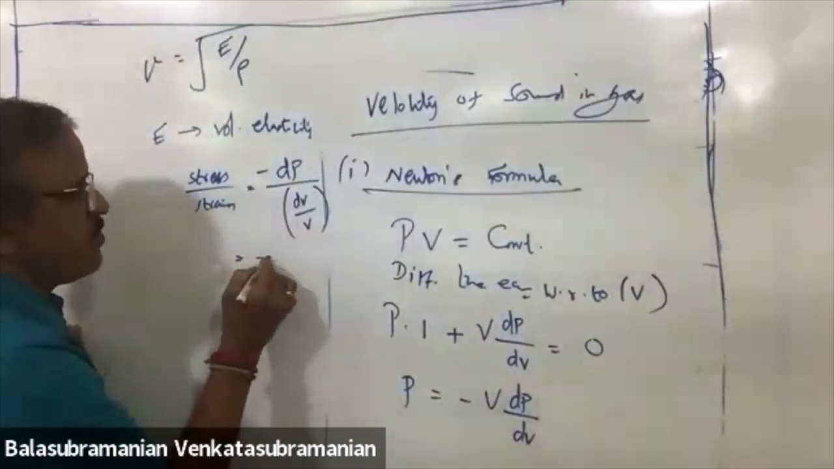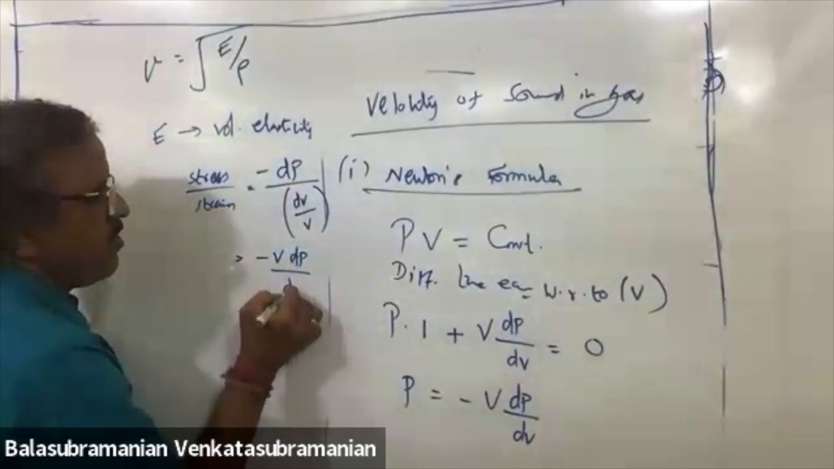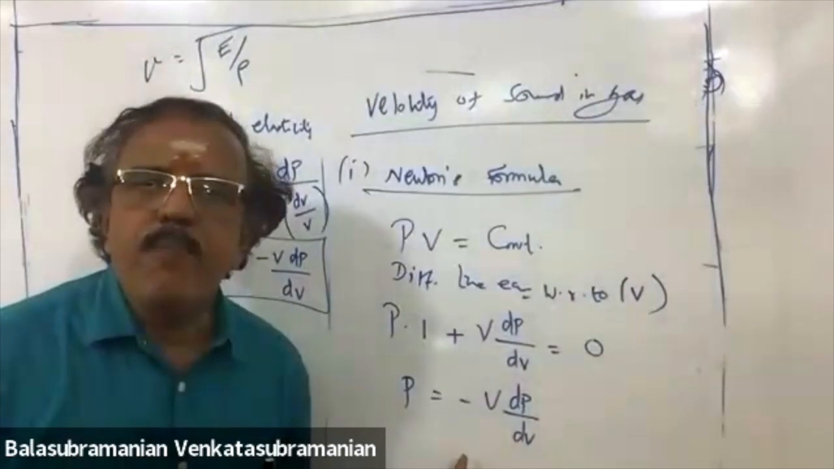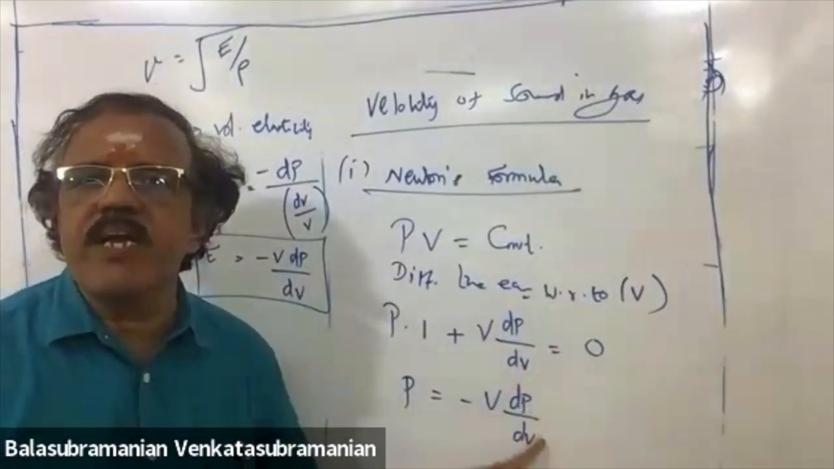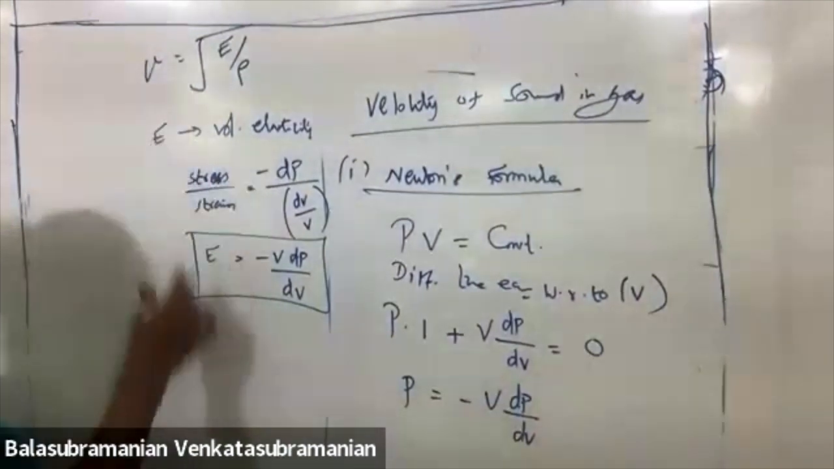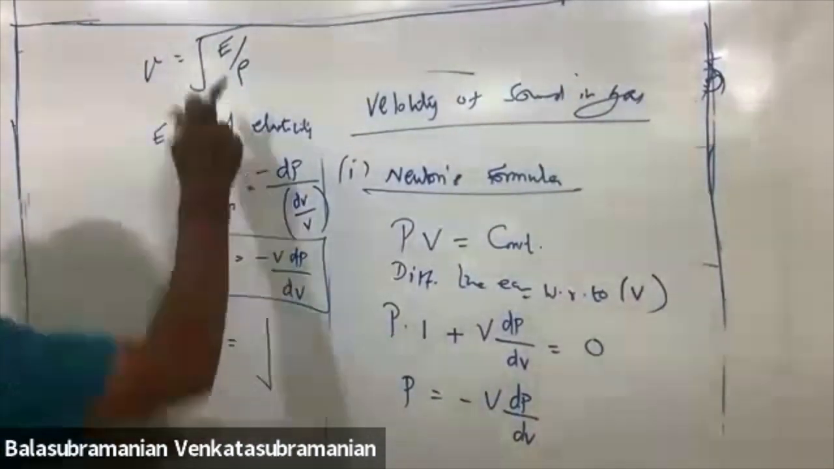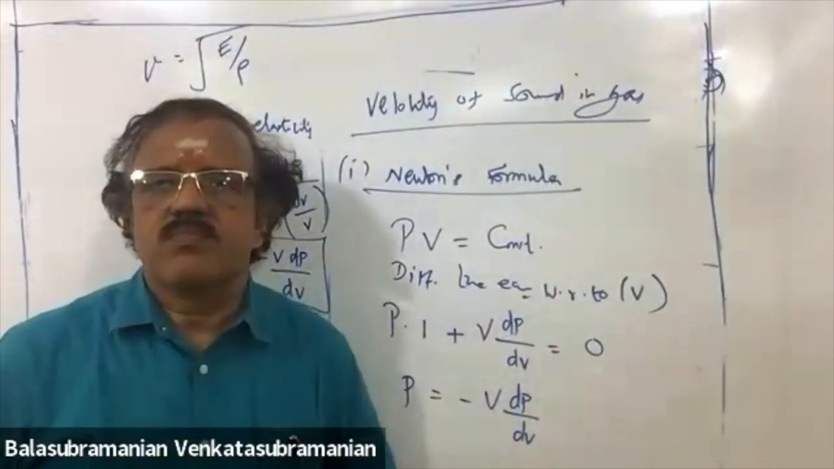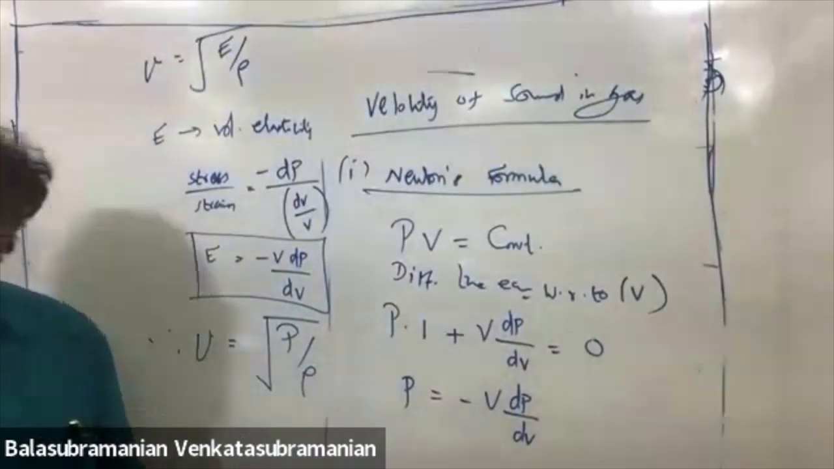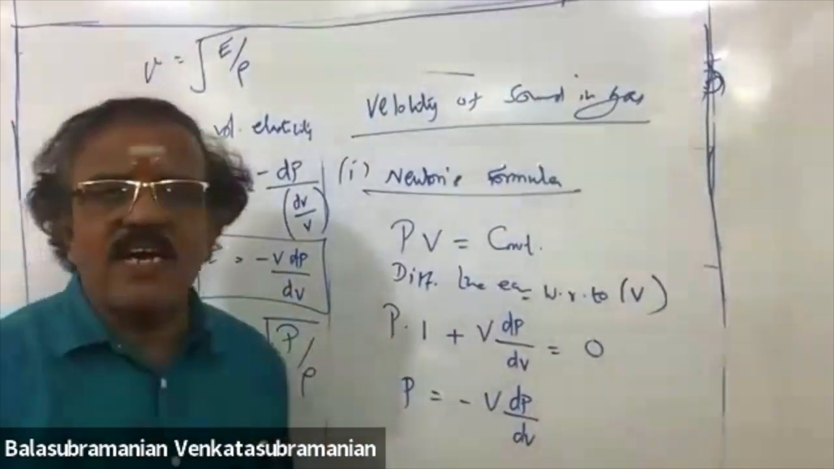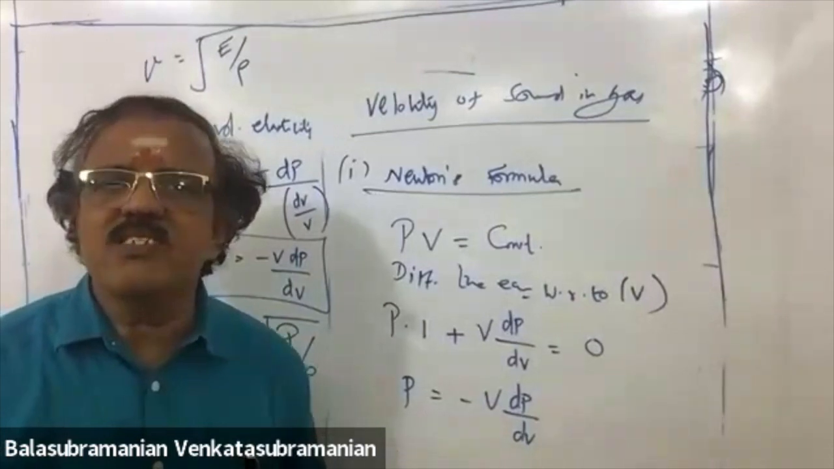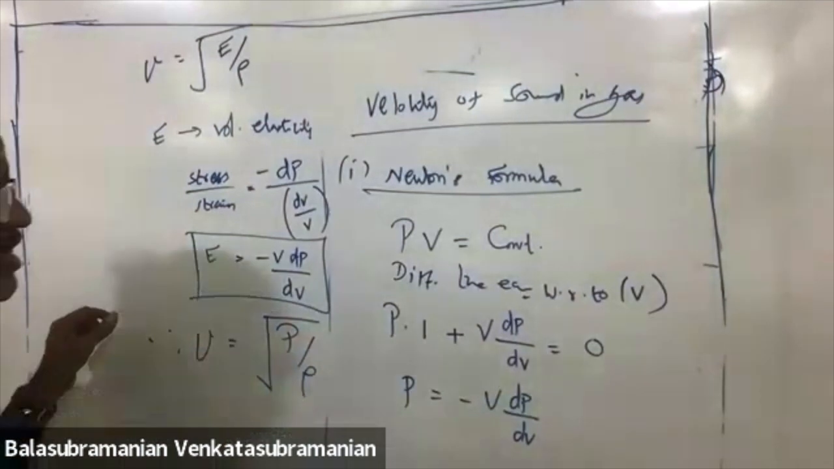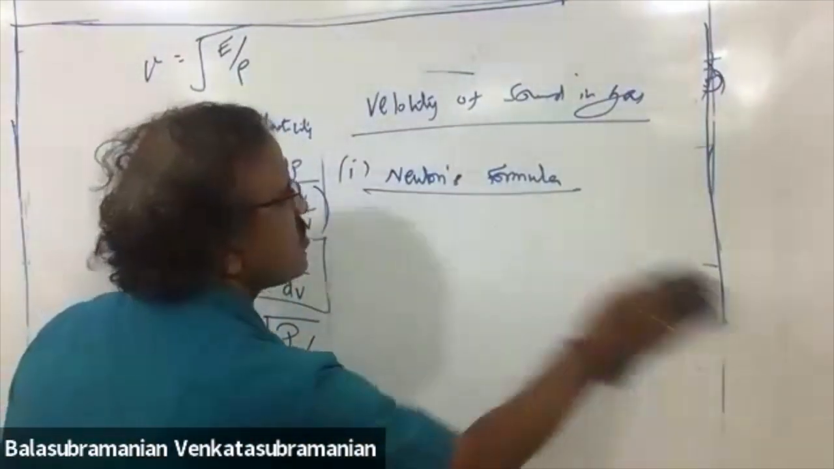Take this V upwards, V dP by dV. This is called volume elasticity. But now we have proved P is equal to minus V dP by dV. Therefore, this formula changes. V is equal to root of E by rho changes as root of P by rho. This is the pressure exerted by the gas or air. Rho is the density of gas or air. You substitute atmospheric pressure, you substitute density of air.